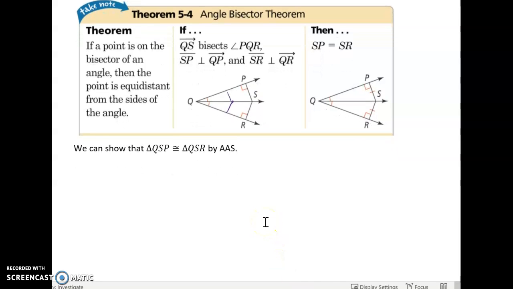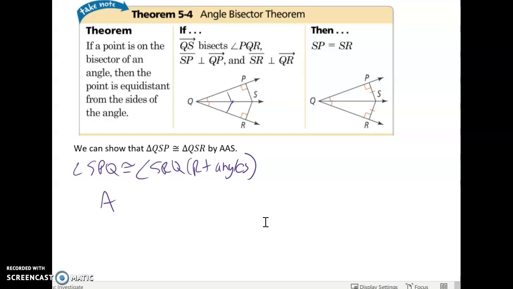We can show that the two triangles, QSP and QSR, are congruent by angle, angle, side. The first one we'd say that, well, we can start off with angle SPQ is congruent to angle SRQ, because they're right angles. So there's our first angle.